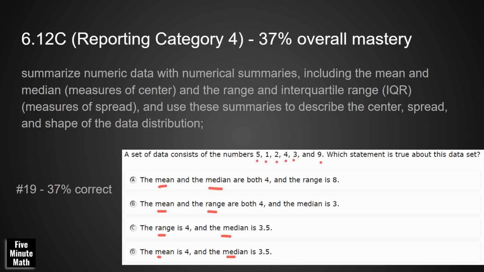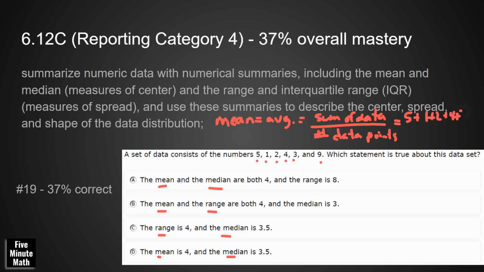All right, so we need definitions. So what is the mean? Well, I always think of it as the average, which means you take the sum of the data and then you divide it by the number of data points. All right, so what is our sum? Well, we've got 5 plus 1 plus 2 plus 4 plus 3 plus 9. Let's make that a 9. Okay. Add all that together. So I'll do it here since I'm kind of running out of room.